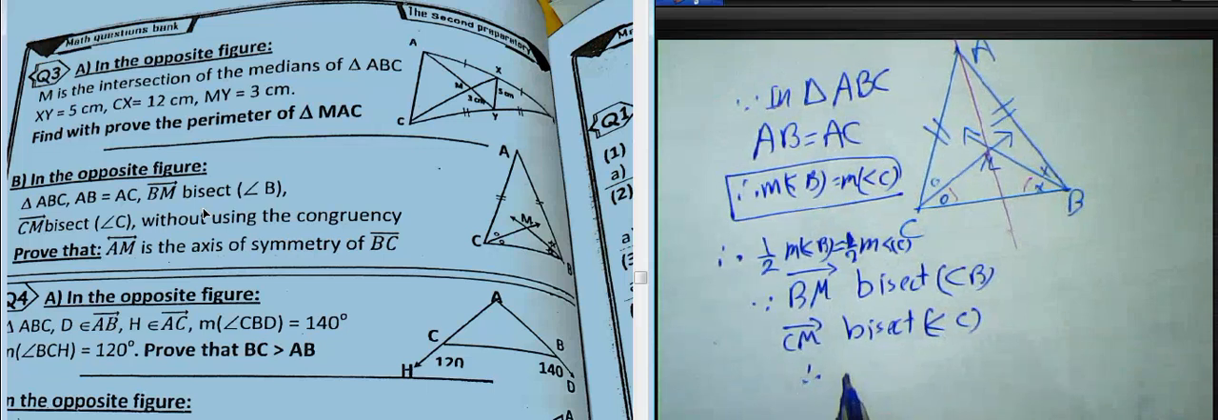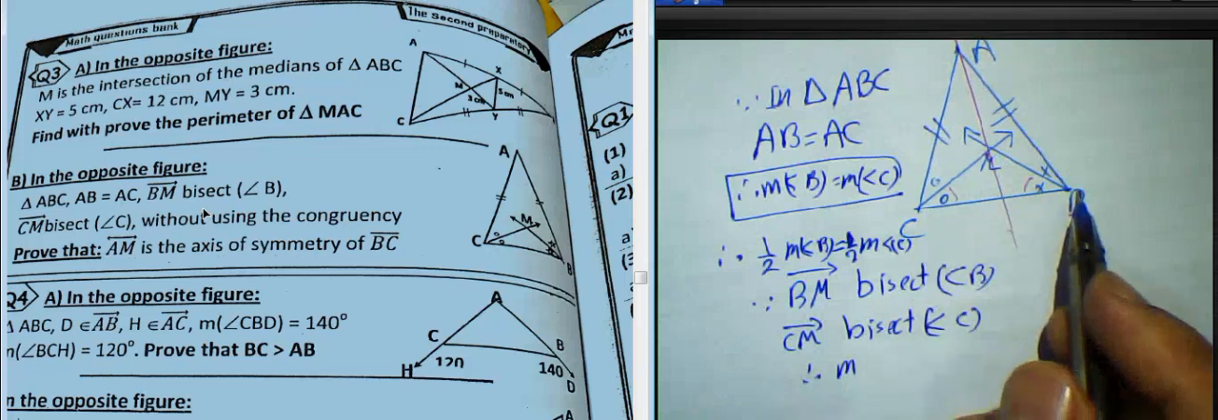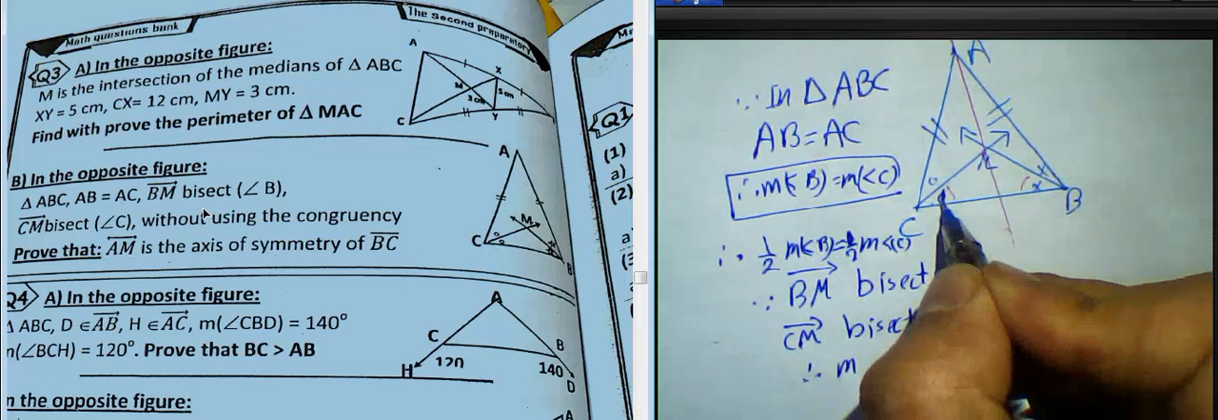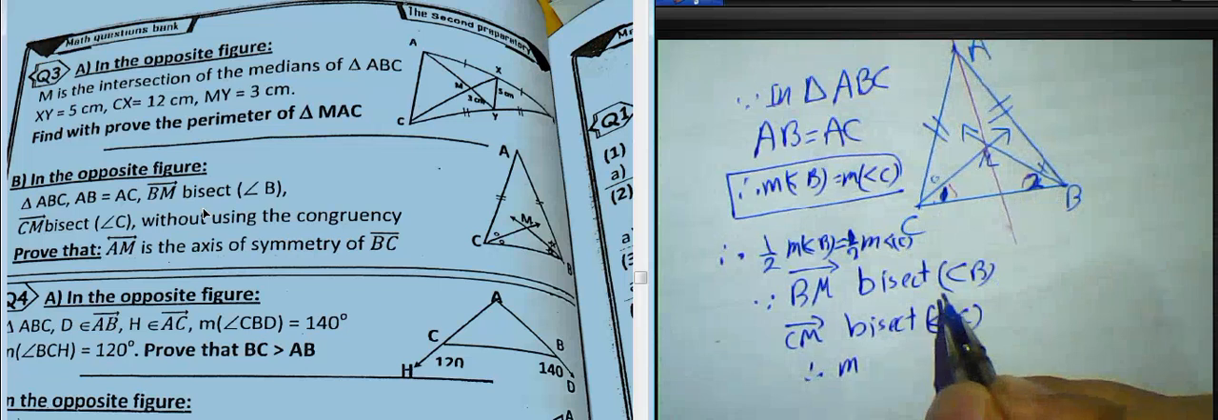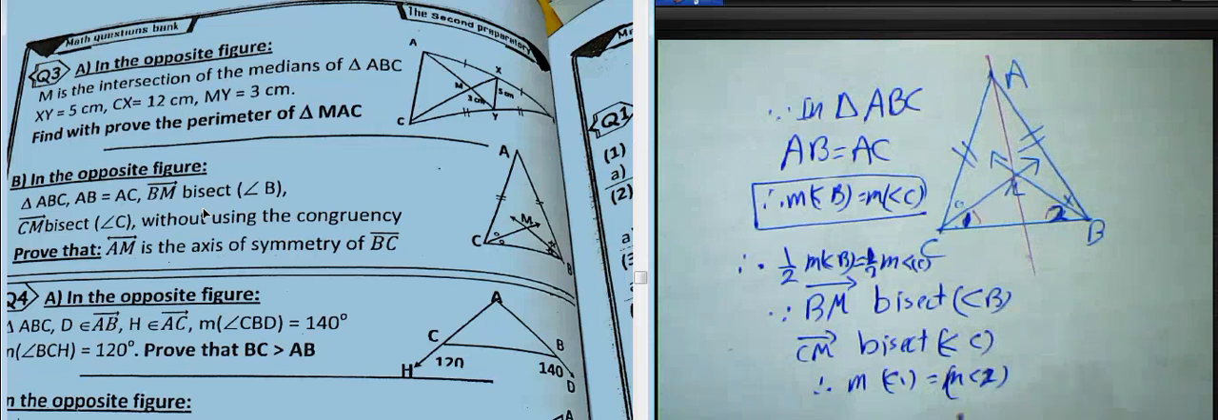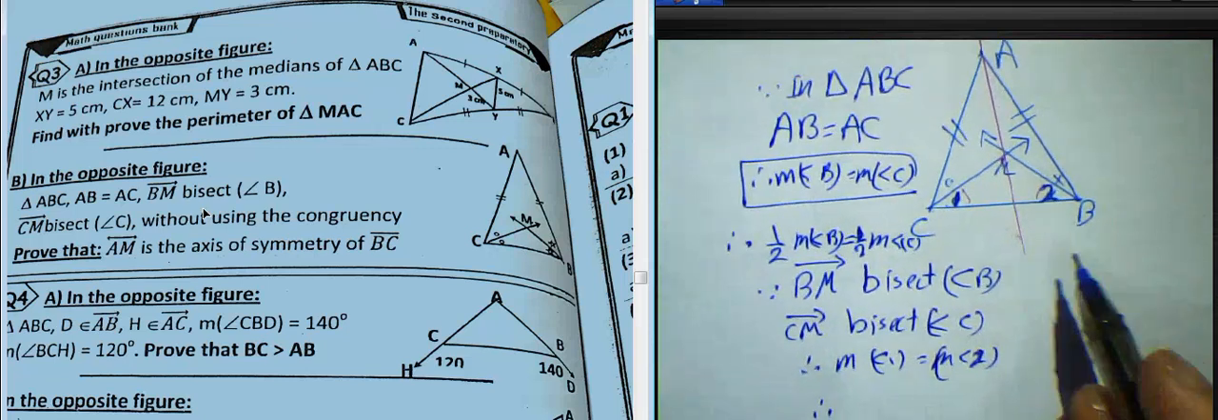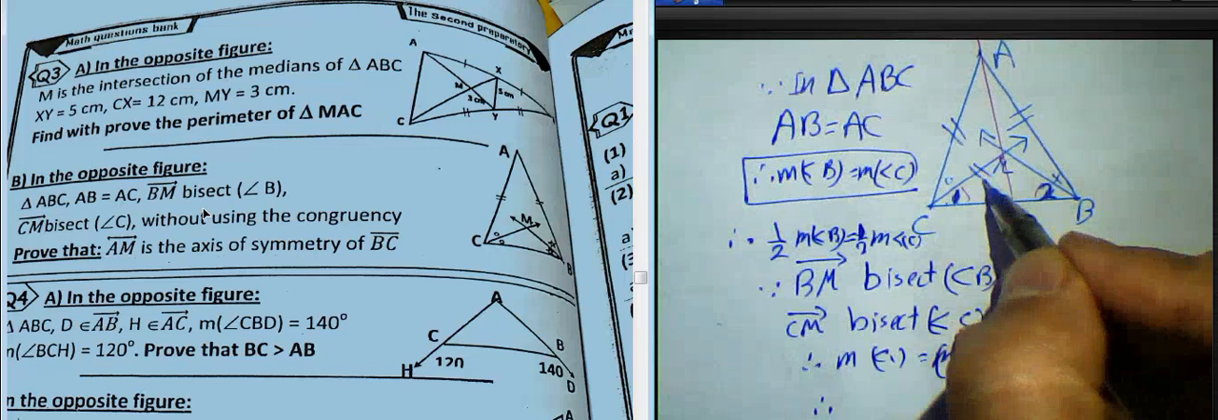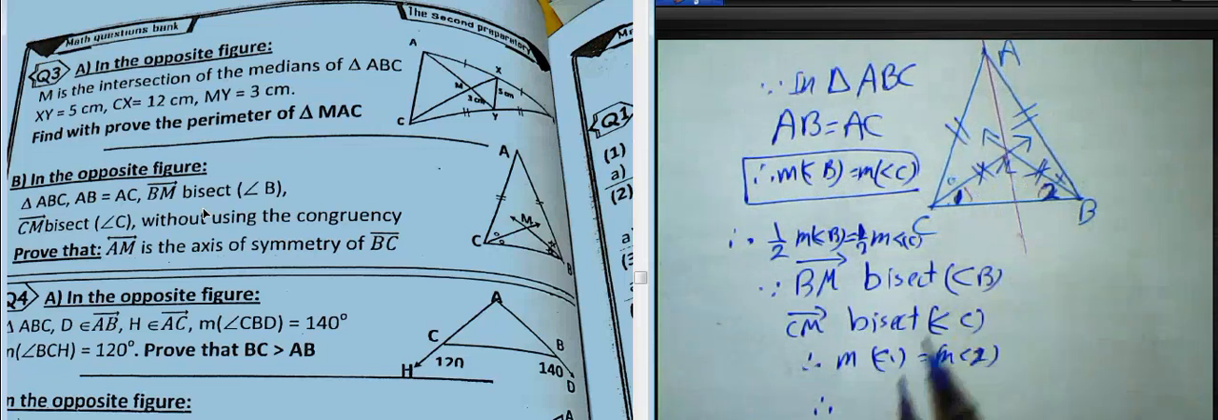Then measure of angle MCB, we will call this angle 1 and that angle 2. Measure of angle 1 equals measure of angle 2. So the triangle here will be isosceles. Then MC will be equal to MB.